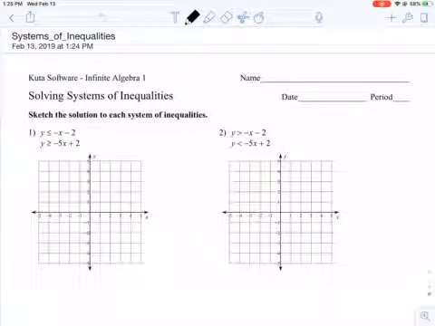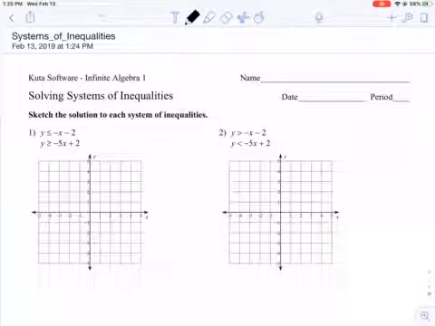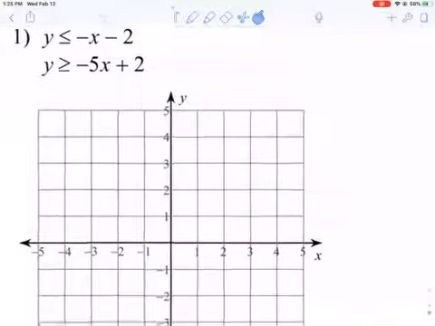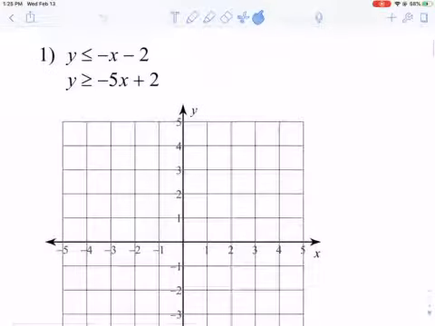I'm going to walk you through solving a system of inequalities today, at least a system of linear inequalities. So let's jump right into this. We're going to take a look at number one here, and notice we're given two inequalities.